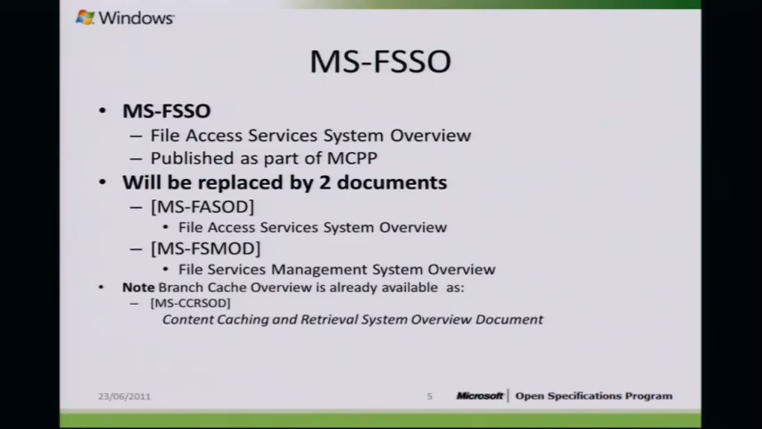Okay, so the file system overview: we're going to replace it with these two documents, and that's really what we're going to talk about. I'll just make the point that BranchCache as a subject has its own overview document. One might say that should be part of file service as well, but we've split it out into a separate overview document in its own right, and that's already available.